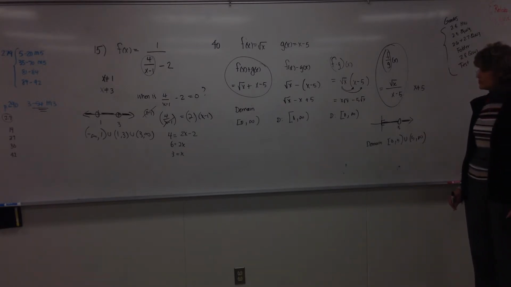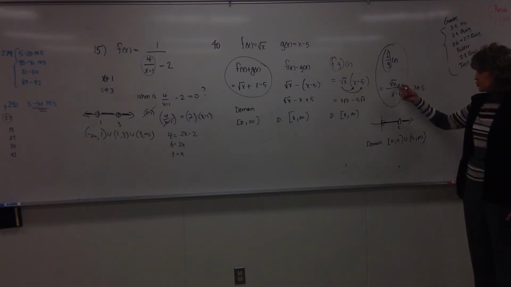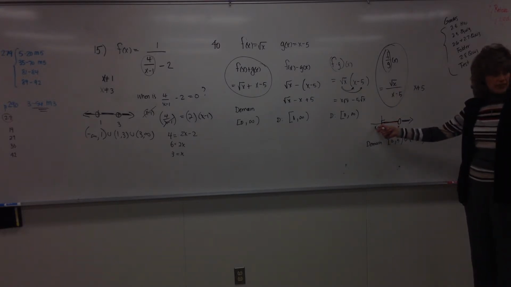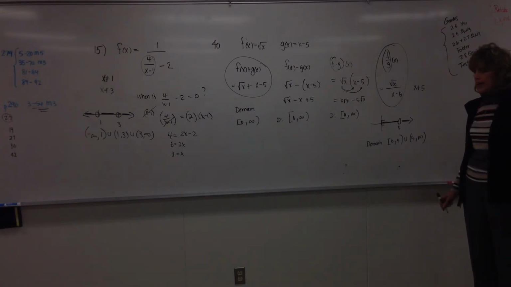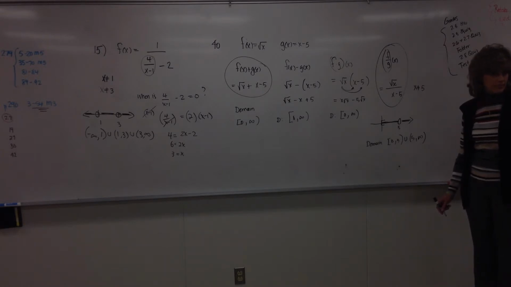Why is it starting at 0? Because if you put negative 1 in there, the square root of negative 1 is i, imaginary. So if you have the square root in the problem at all, you don't want to have the square root of a negative number. It'll always start at 0?